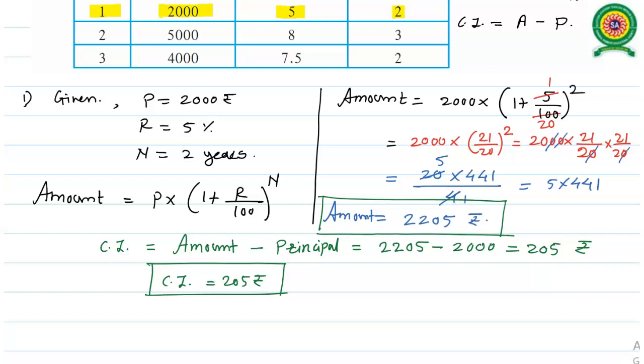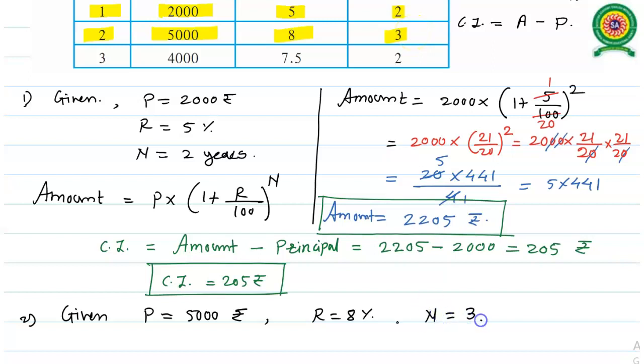Now look at the second row of the table. We have the second case in which the principal value is 5000. So I am writing the given data. P stands for the principal value, 5000 rupees. Next to it we have the percent per annum rate of interest, that is 8%. So the R value is 8%, and at the end we have the duration, that is 3. That means the n value is 3.